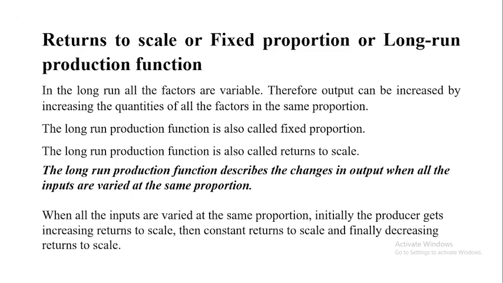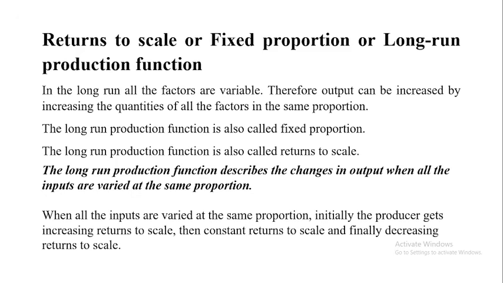So in short, we can say the long run production function describes the changes in output when all the inputs are varied in the same proportion. So what happens to the output when you increase the quantities of all the inputs in the same proportion? That we are analyzing with the help of the long run production function. When all the inputs are varied in the same proportion, initially a producer will get increasing returns to scale, then constant returns to scale, and finally decreasing returns to scale.